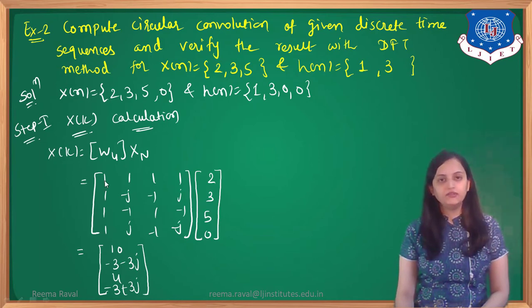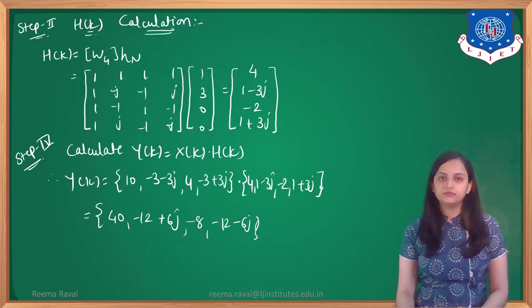So using the same method, we will use the matrix having the values for DFT, and it is to be multiplied with the value x of n, which is 2, 3, 5, 0. If we do the matrix multiplication, we will get x of k equals 10, minus 3 minus 3j, 4, and minus 3 plus 3j. Same way we will find h of k, and using the same method, we get h of k equals 4, 1 minus 3j, minus 2, and 1 plus 3j.